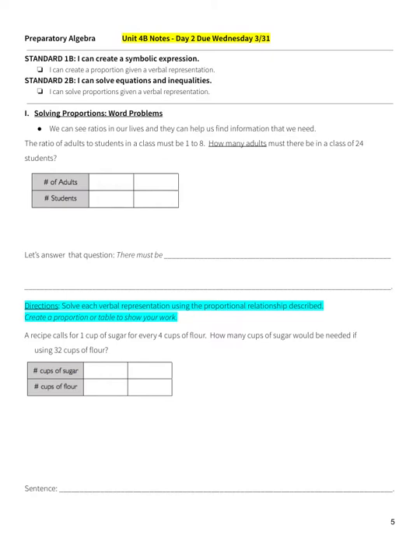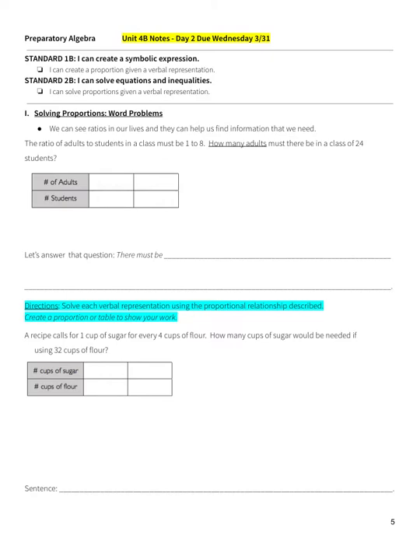So we see ratios in our lives, and they can help us find information that we need. Here's an example. The ratio of adults to students in a class must be 1 to 8. How many adults must there be in a class of 24? So we have the information in this problem that we need to set up our table, and then from there our proportion and solve. So we can see right here, adults to students. Adults to students. That means we're comparing adults to students.